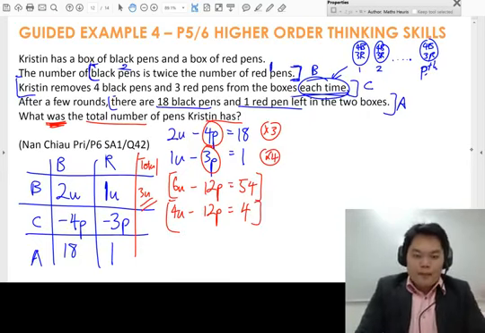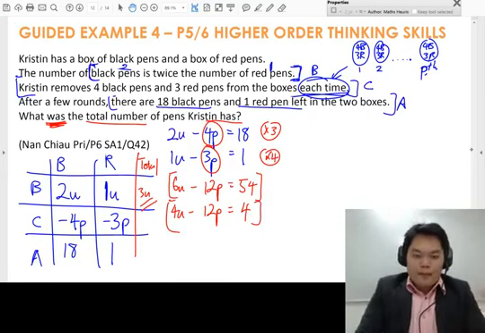Your whole bar is 6 units. You take away 12 parts, and then you are left with 54 here. The next statement: you have 4 units, you take away 12 parts, and then you are left with 4.